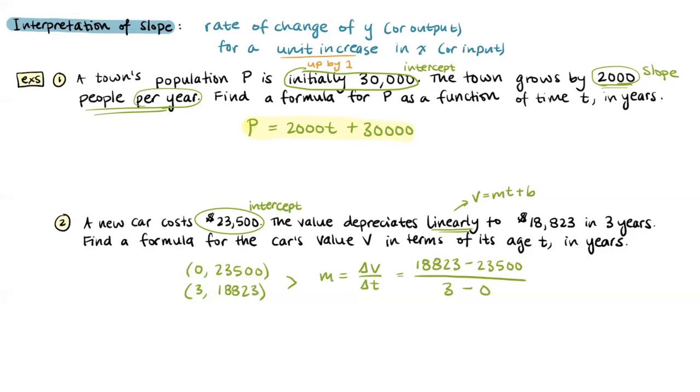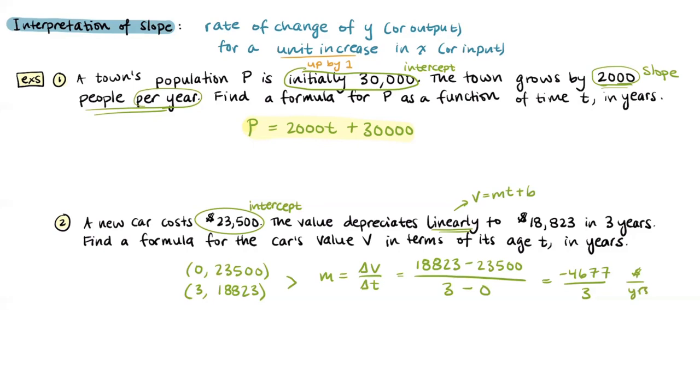All right, so what this comes out to be, if you subtract the numbers in the numerator, you get negative 4,677, and then that's over 3. So this represents that in 3 years, the car will lose $4,677. Okay, so dollars up top are the units, and then years in the bottom.